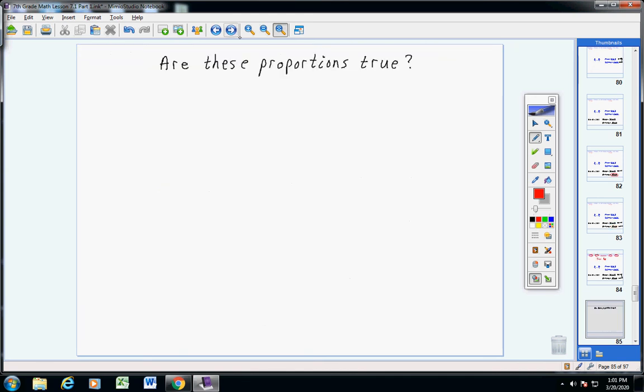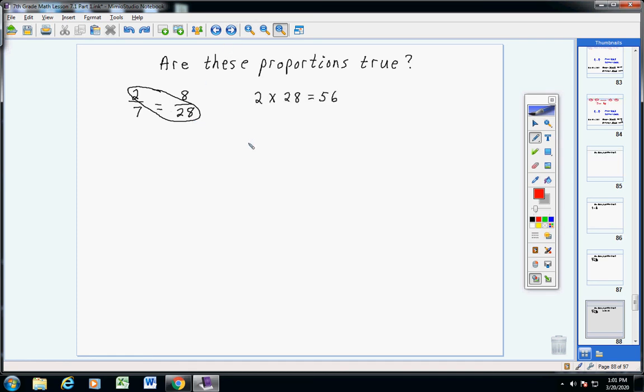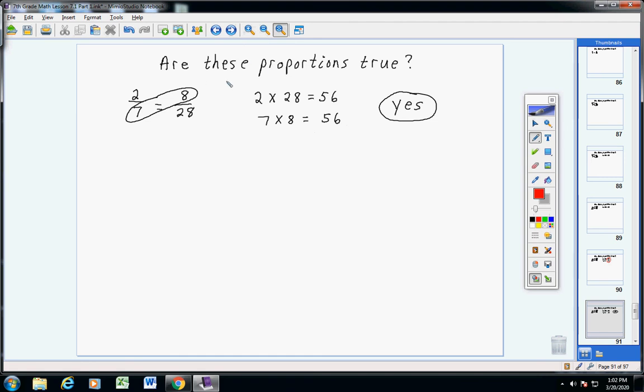Now, are these proportions true? Let's check and see. Please write this in your notes. I'm giving you a proportion. Here's a ratio, here's a ratio, and they're set equal. But is this truly a proportion? What did I just teach you to do? Let's multiply our extremes, and you get 56. Take some good notes on this. Now multiply your means, and you'll get 56. Did these two numbers match? Yes. So is this a true proportion? Yes, this is a true proportion.